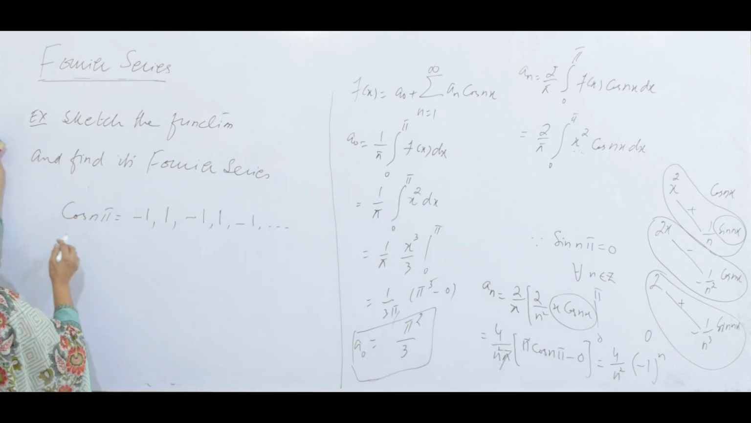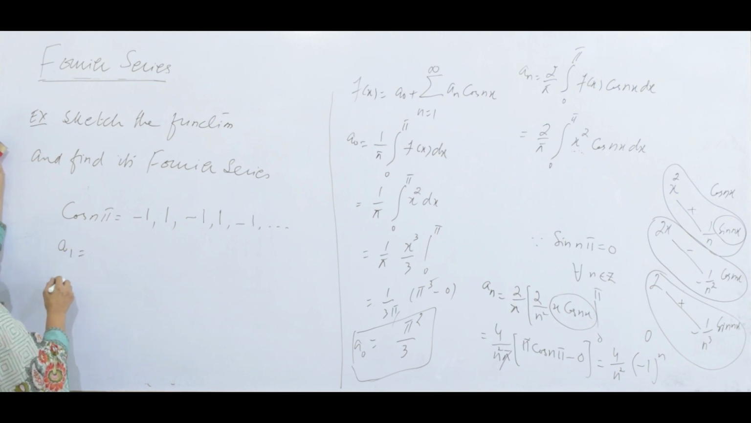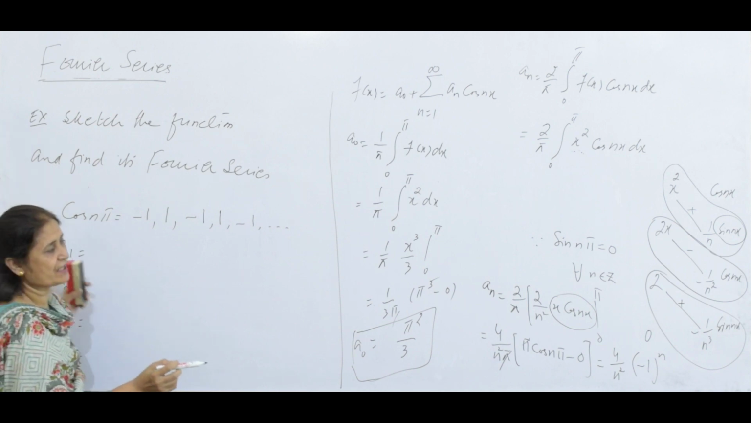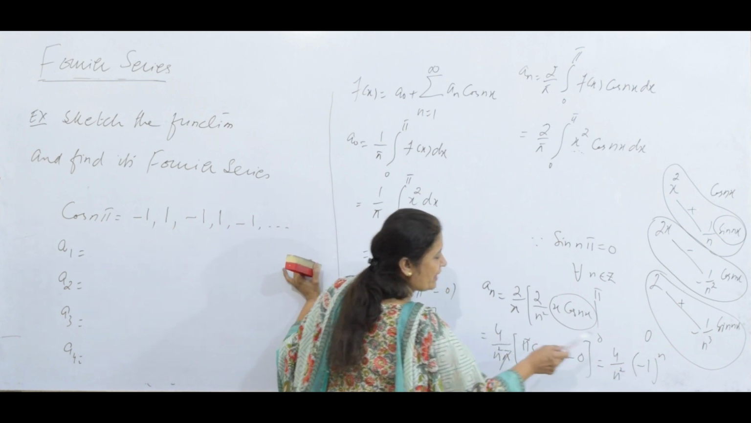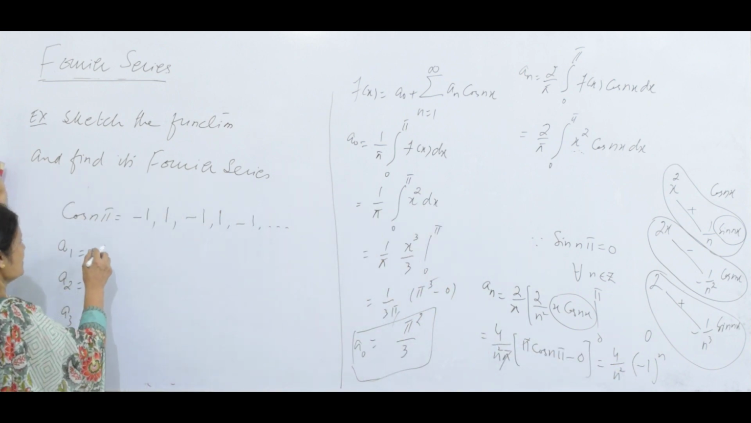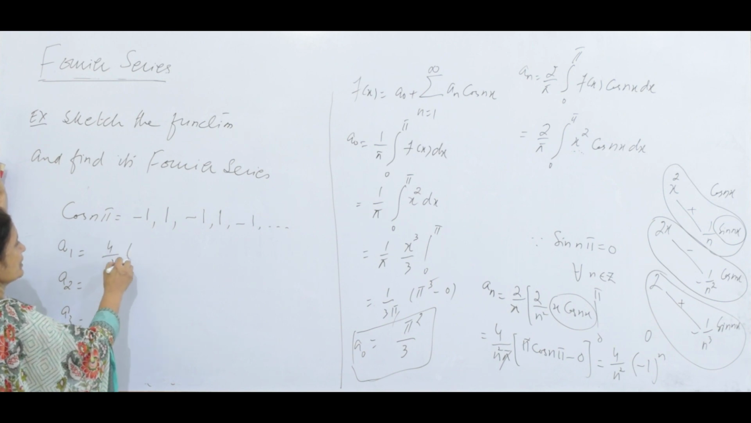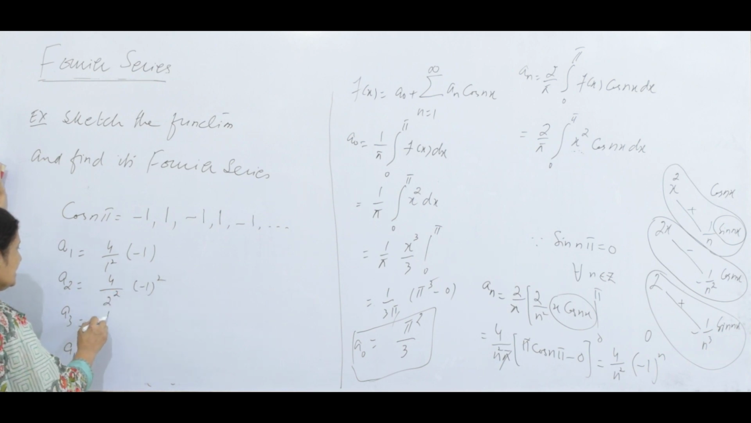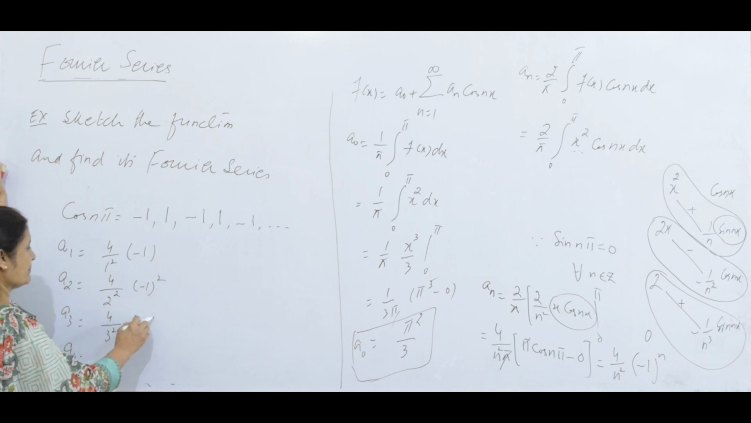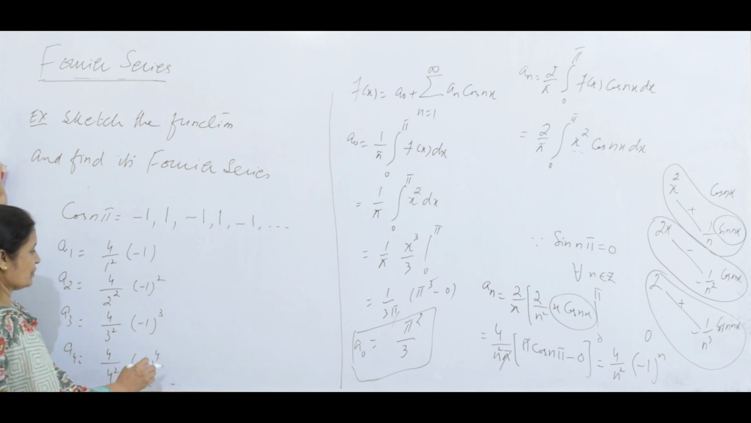So this is. Let me calculate A1, A2, A3, A4. Since I have the general formula for an, 4 over n square minus 1 raised to the power n, let me have A1. A1 is 4 over 1 square minus 1. A2, 4 over 2 square minus 1 square. A3, 4 over 3 square minus 1. A4, 4 over 4 square minus 1 raised to the power 4, and so forth.